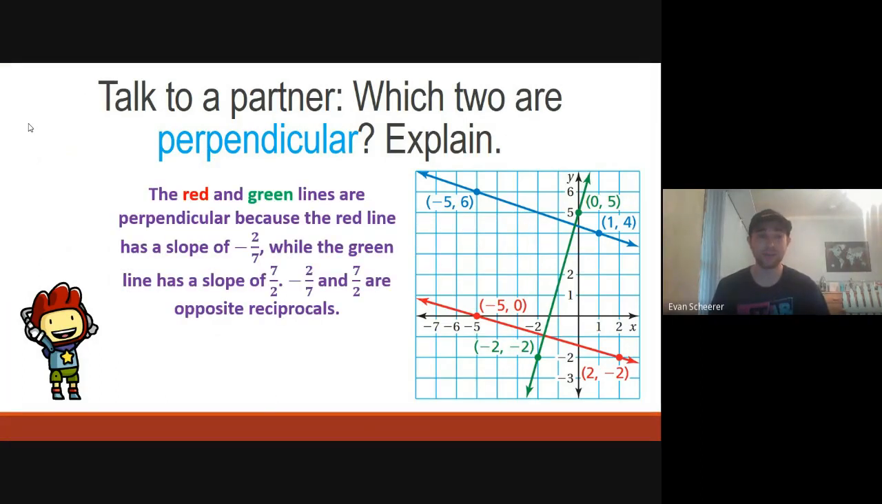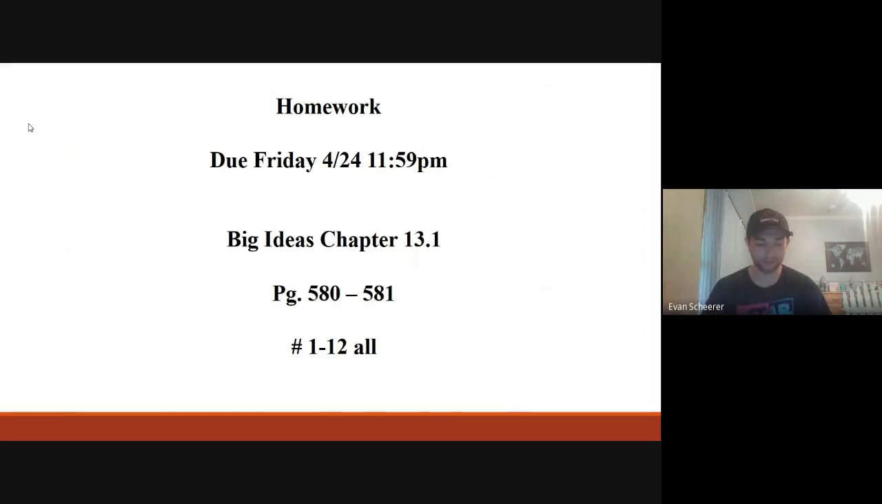The red and green lines are perpendicular because the red line has a slope of -2 over 7, while the green line has a slope of 7 over 2. -2 over 7 and 7 over 2 are opposite reciprocals. Done. Easy, right? Not only are we done with that problem, we are done with that section, right? We are done with the extension.